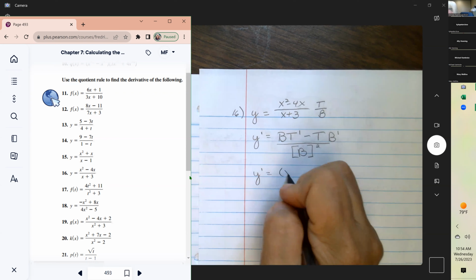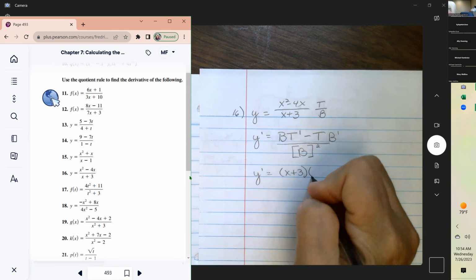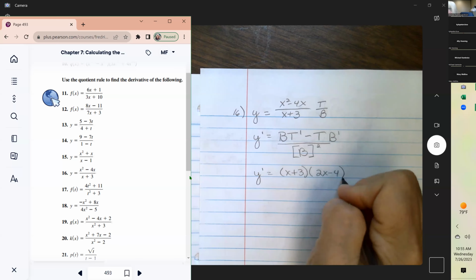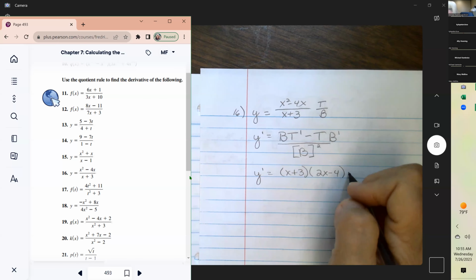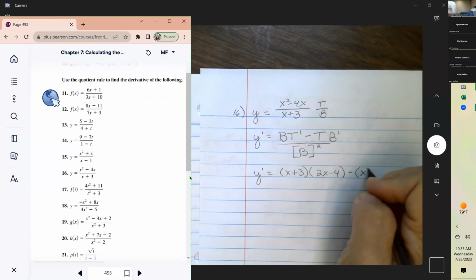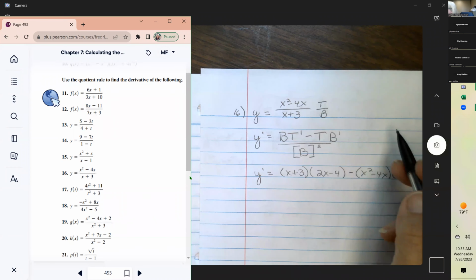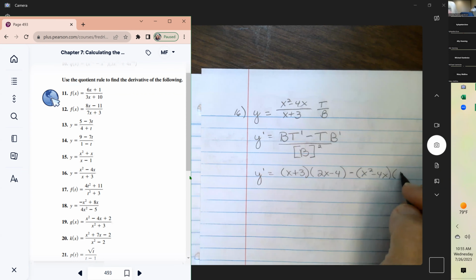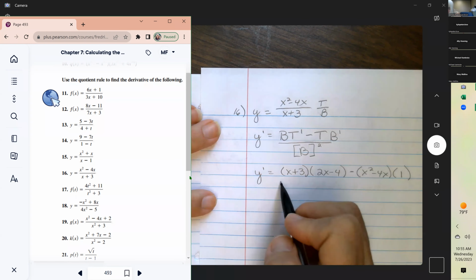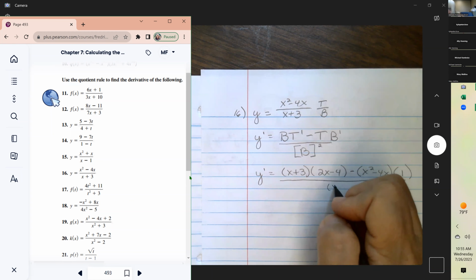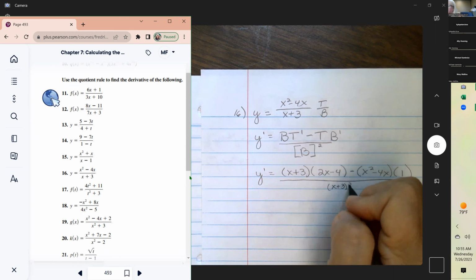Bottom x plus 3 times the derivative of the top, 2x minus 4, minus the top times the derivative of the bottom. For the derivative of the bottom, did everyone get a 1? All over the bottom squared.